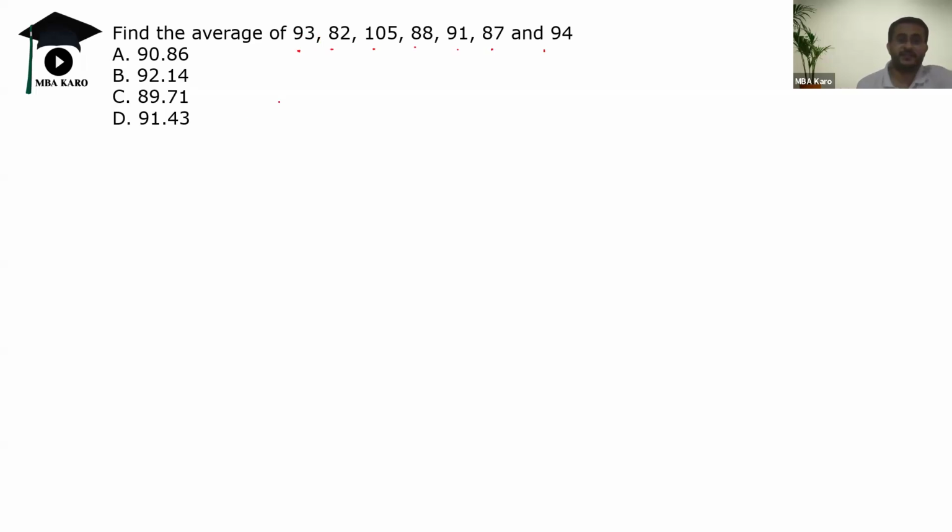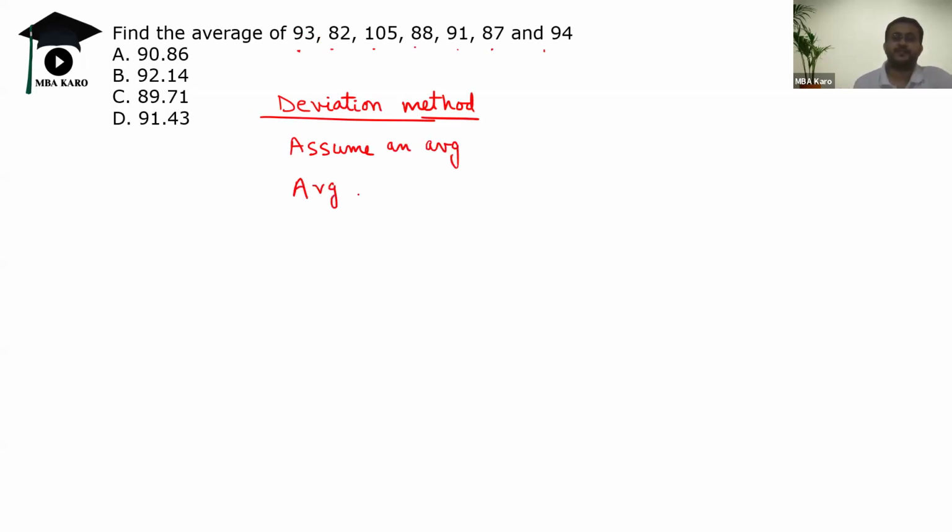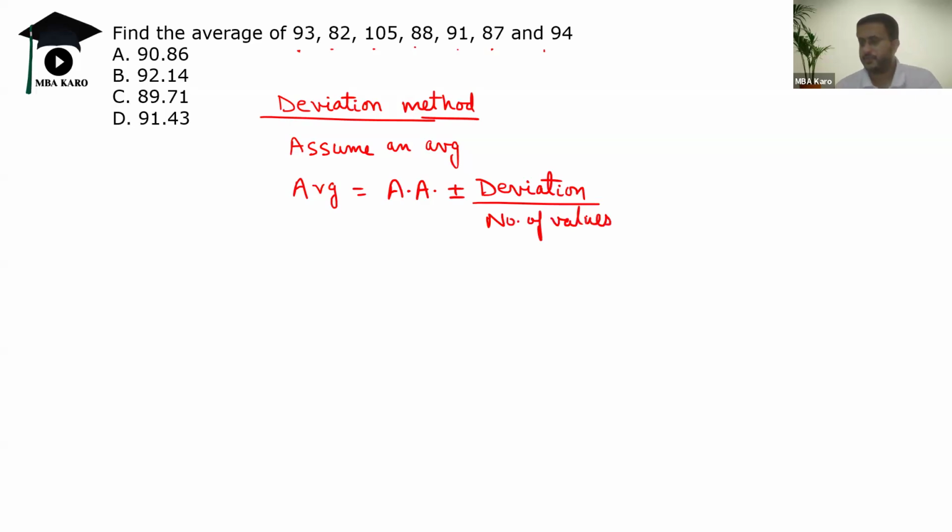Let us understand the deviation method. What does it say? We assume some average. The real average is the assumed average plus or minus the total deviation upon the number of values. So this is the deviation method of calculating averages. Let us see how it works.